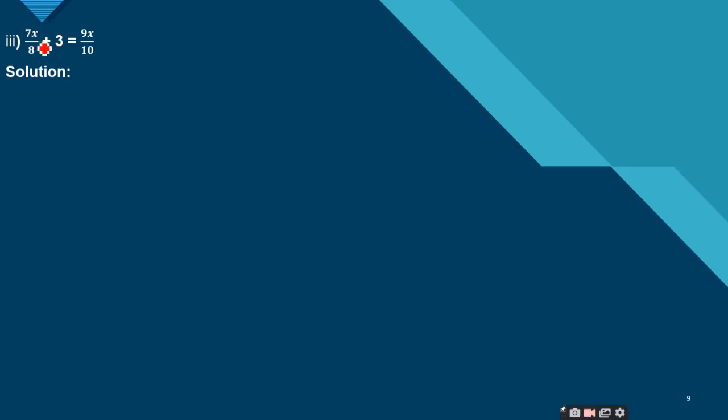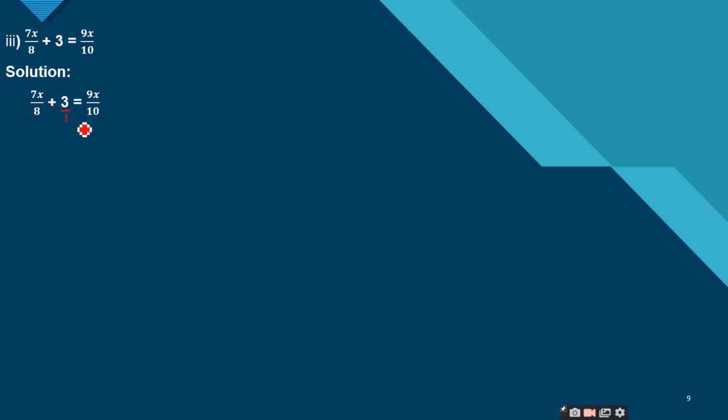Now part 3: 7x upon 8 plus 3 is equal to 9x upon 10. Here we have two terms on the right hand side and one term on the left hand side. So we just write the question as it is, and first we have to solve this side. Here we have 7x upon 8 plus 3.